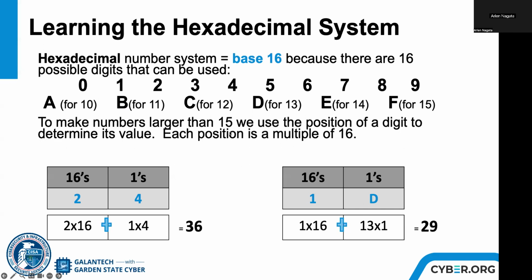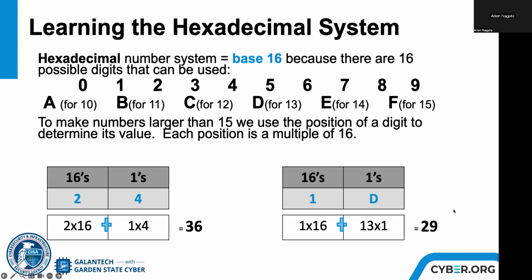So you convert it very similarly to what we saw with binary or decimal. So if you have the hex number 24, it's 4 times 1, 2 times 16, you get 36. And if we have the hex number 1D, well, it's D times 1, which is 13 times 1, and 1 times 16, and we get 29.